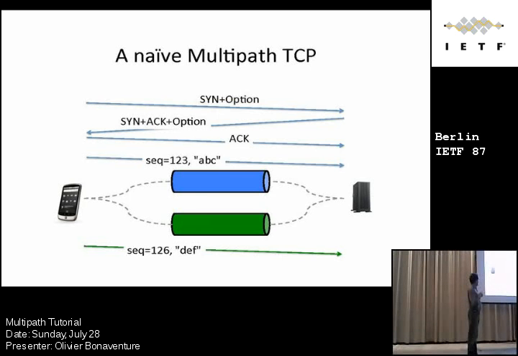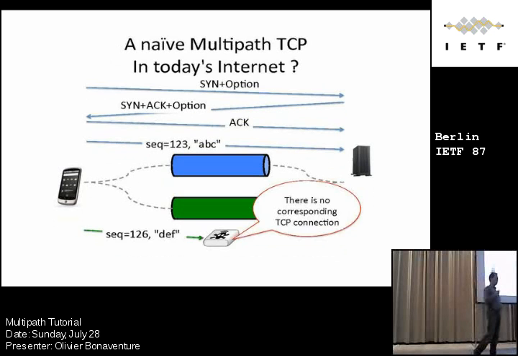Does it work today? Let's try to see what's happening when we have middle boxes. So we do the same. I open the TCP connection. I send my first segment over the blue path. And then I try to send a segment over the green path. And this segment is being sent through a middle box, but there is no TCP connection that has been established over this middle box. So for the middle box, since there is no connection, the segment will be dropped.